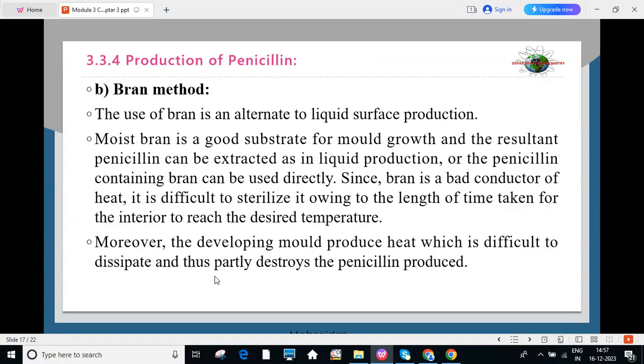The second method is the bran method. The use of bran is an alternative to liquid surface production. Moist bran is a good substance for mold growth, and the resultant penicillin can be extracted as in liquid production, or the penicillin-containing bran can be used directly. Since bran is a bad conductor of heat, it is difficult to sterilize owing to the length of time taken for the interior to reach the desired temperature. Moreover, the developing mold produces heat which is difficult to dissipate and partly destroys the penicillin produced.